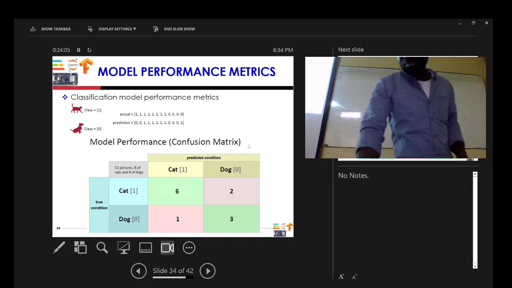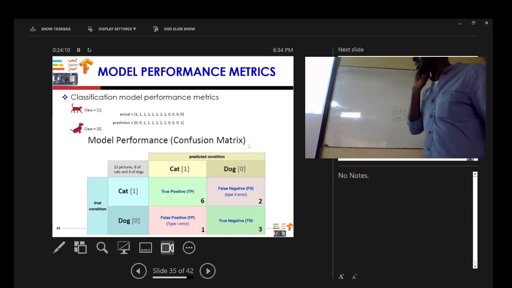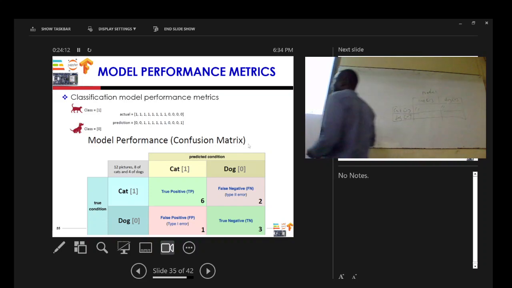Right, so now next, there are some definitions in the confusion matrix. If it's a cat and it predicts a cat, this box is what is known as the true positive.